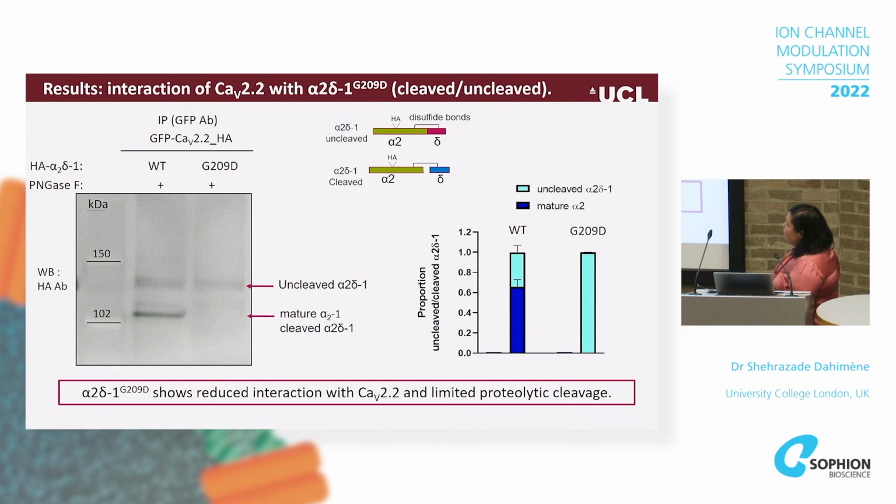Regarding the mutant, we can detect only the uncleaved alpha-2 delta-1, and we couldn't detect any mature alpha-2 delta, which indicates that there is a reduced interaction of the mutant with CaV2.2 and a limited proteolytic cleavage of the mutant.